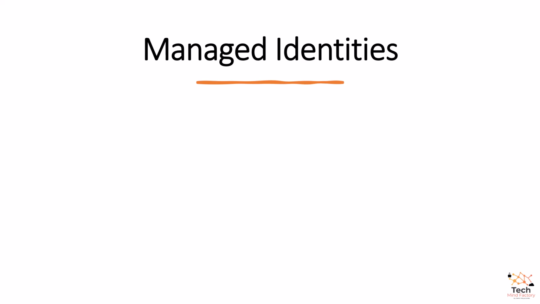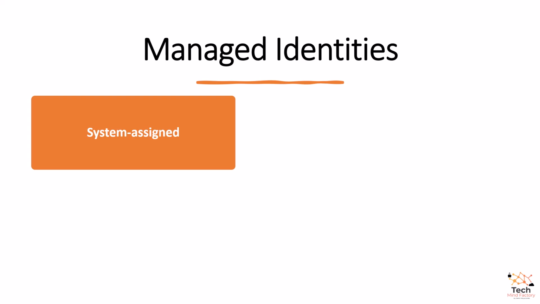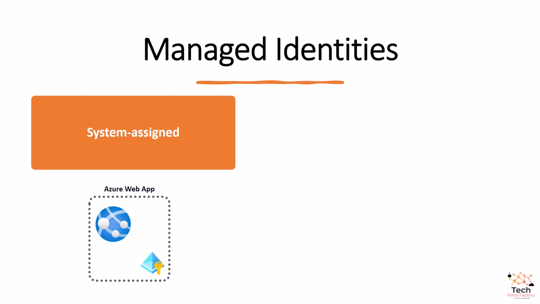So in the Azure cloud, we have two types of Managed Identities. We have System Assigned Managed Identity and we have User Assigned Managed Identity. Let's start with System Assigned Managed Identity. Basically, System Assigned Managed Identity is a Managed Identity that is created dedicatedly for a specific resource. So let's say that we have this Azure Web App we can see here on this slide. And for this Azure Web App, we enable System Assigned Managed Identity.